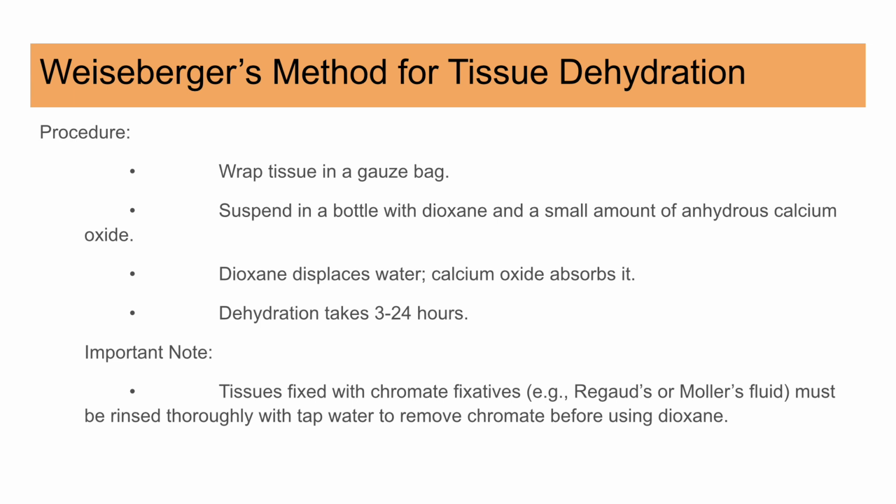Weisberger's method for tissue dehydration. A tissue is wrapped in gauze and suspended in a bottle with dioxane and anhydrous calcium oxide. Dioxane replaces water, which is absorbed by calcium oxide, and the dehydration usually takes 3 to 24 hours. Tissues fixed with chromate fixatives in Rigaud's or Muller's fluid must be rinsed thoroughly with tap water to remove chromate before using dioxane.